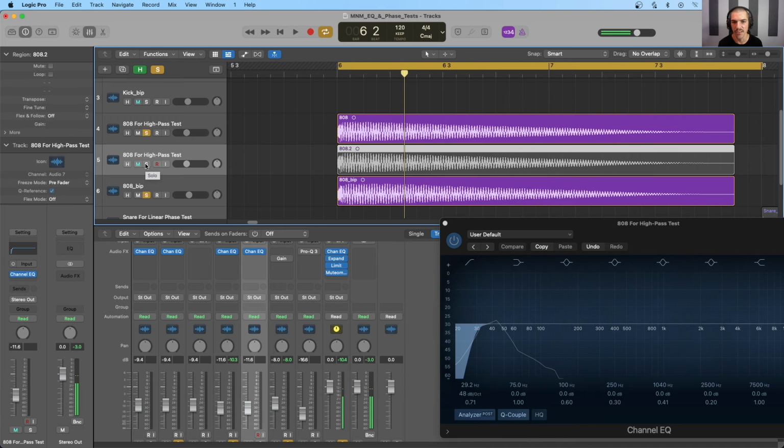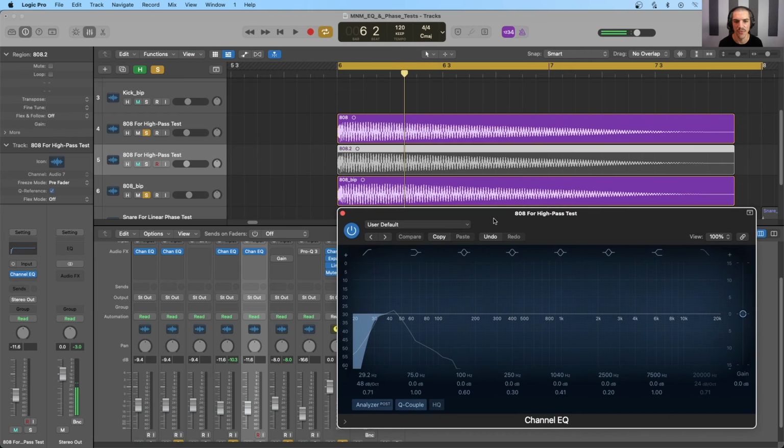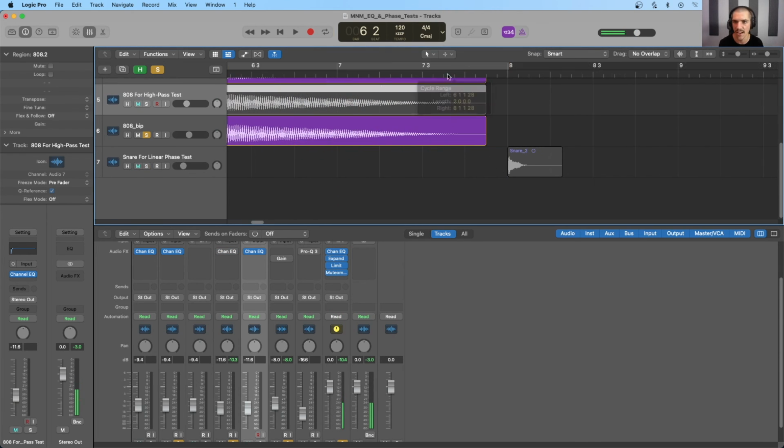So in this little experiment with the 808, I wanted to show how, yes, EQ will affect phase, especially when we are doing low-end high-pass filtering. However, it often doesn't have as big an effect as we might think it does. Of course, it's useful to know, which is why I'm showing you these tests. But it's ultimately up to us to use our ears to determine if the EQs are suitable for the mix or not. All right, and finally here, let's move on to the snare drum.